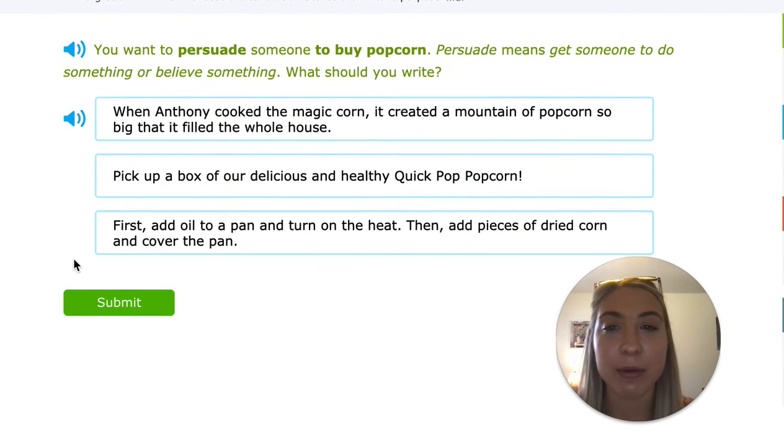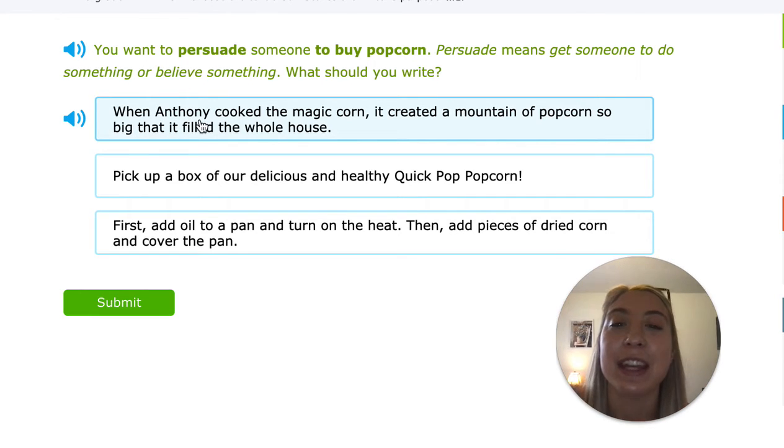All right, so now we see you want to persuade someone to buy popcorn. Remember, persuade means get someone to do something or believe something. So we're trying to convince someone. So what would we write if we want to persuade someone to buy popcorn?